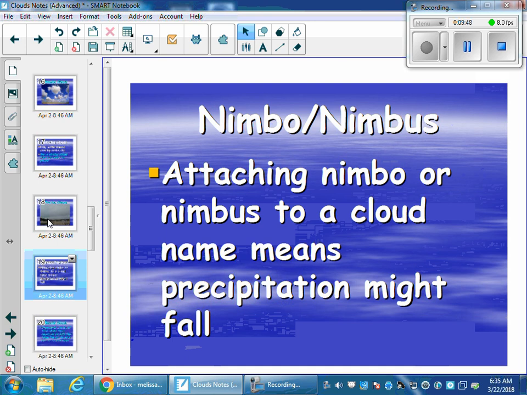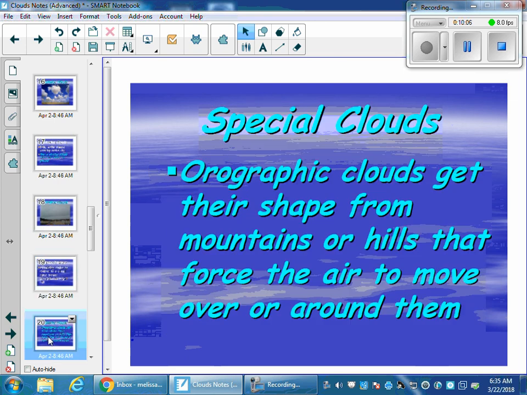Nimbo or nimbus. If we attach the phrase nimbo or nimbus, like nimbostratus or cumulonimbus, as a prefix or suffix to a cloud name, it means that precipitation might fall. So if it's raining, we probably have nimbostratus or cumulonimbus clouds out in the sky.